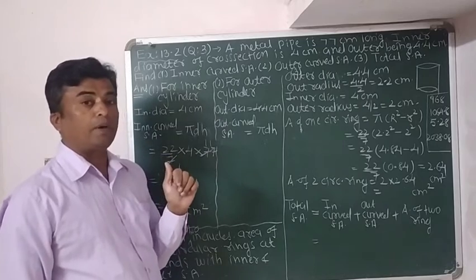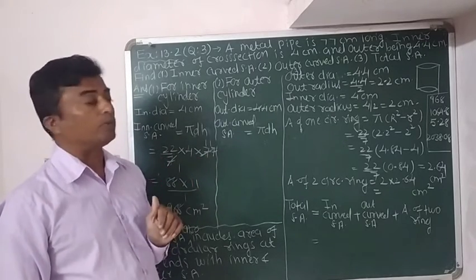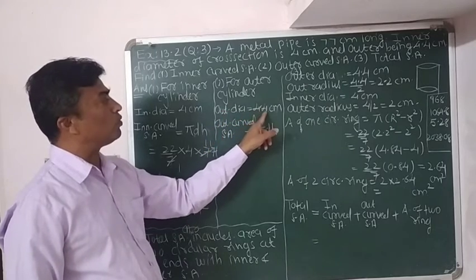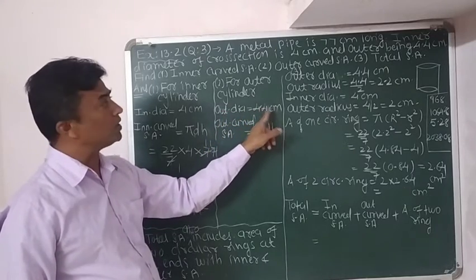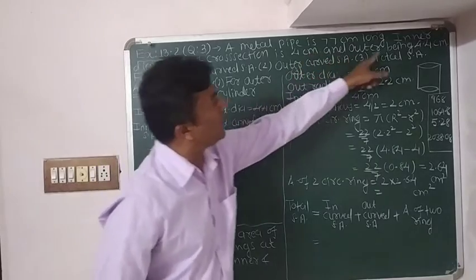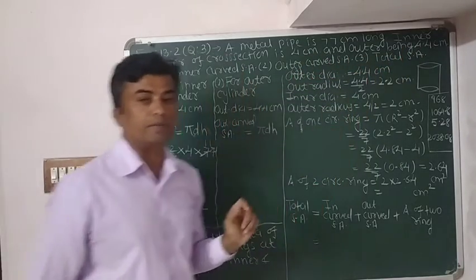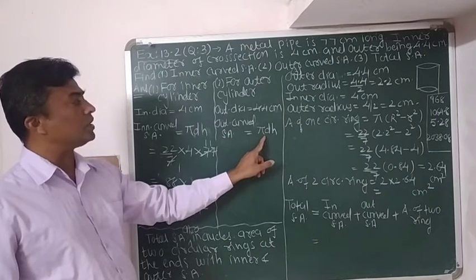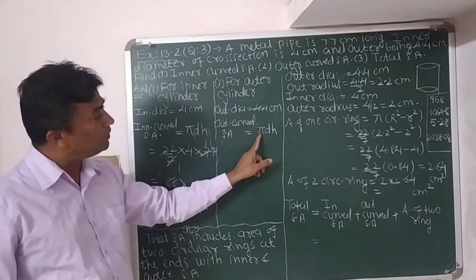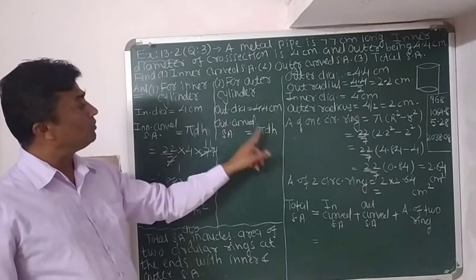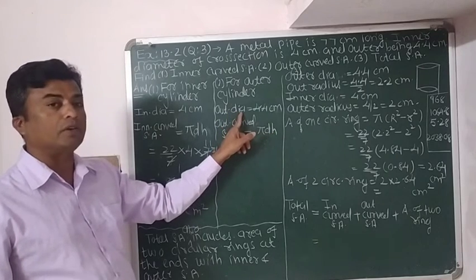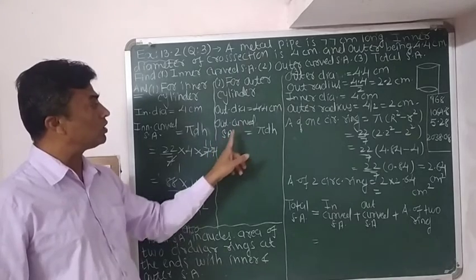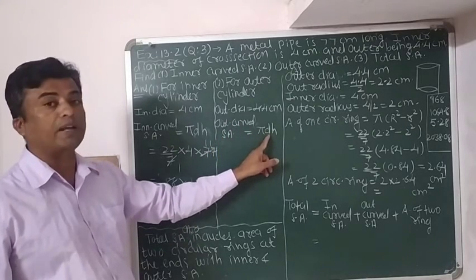Now we will identify the outer surface area of the pipe. So for the outer cylinder, the outer diameter, 4.4 centimeter, is given to us in the question. See, the outer diameter is 4.4 centimeter. So the outer curved surface area is equal to pi dH. Why are we using the pi dH formula? Because here the diameter is given directly, so we cannot use 2 pi RH. Here we will use outer curved surface area equal to pi dH.